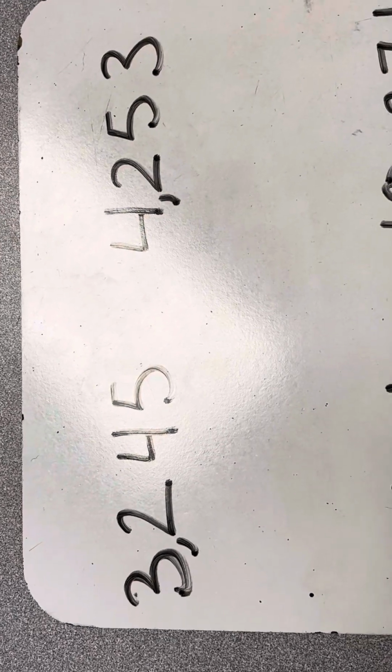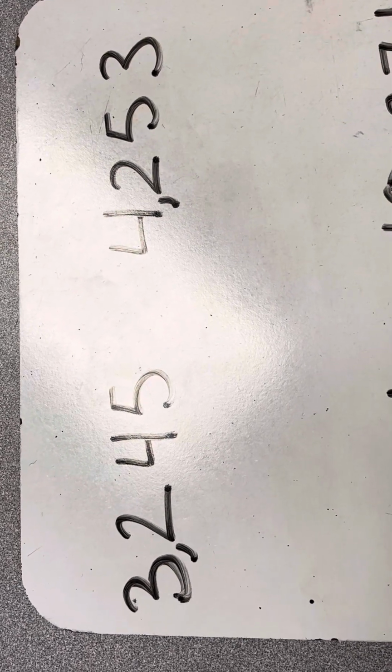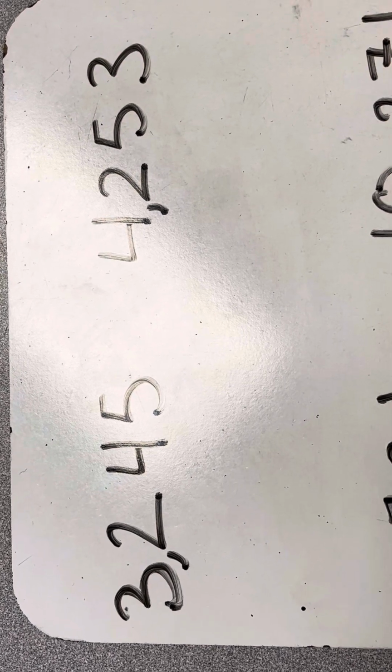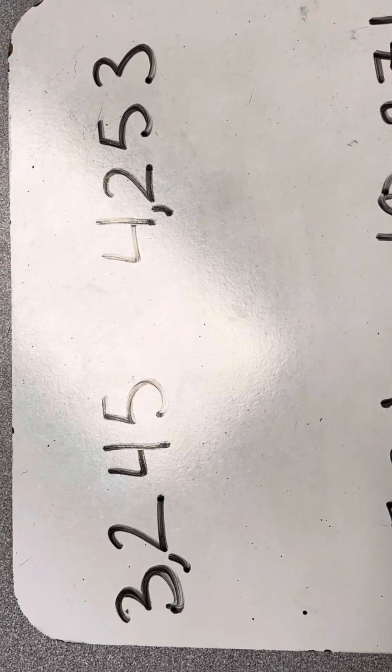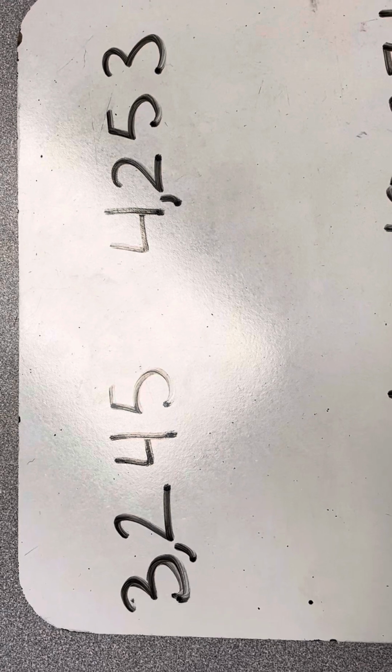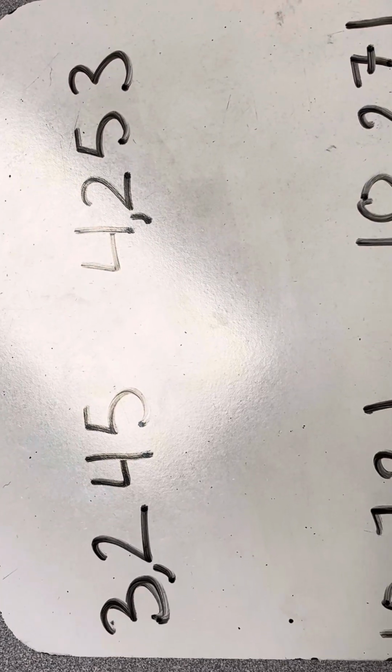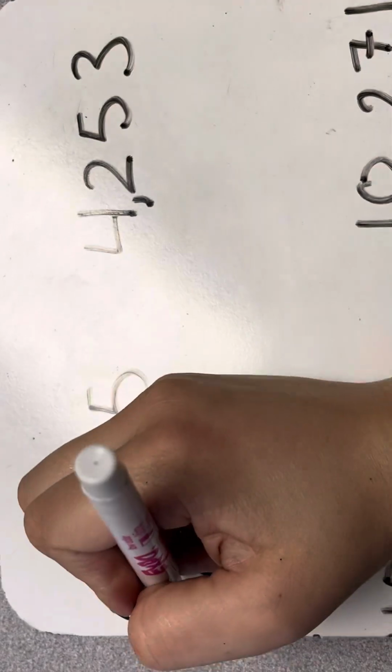Comparing and ordering numbers is a skill that your student has probably learned before, but in 4th grade we use higher place values than they've seen. So when you're comparing numbers, you're going to look at the biggest place value first because that's going to be the greatest value. So let's look at this number.